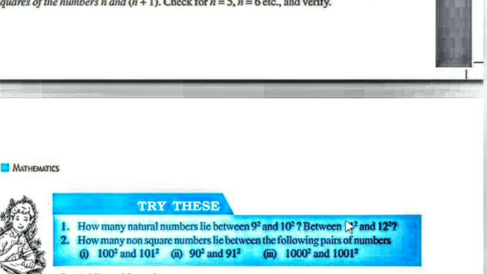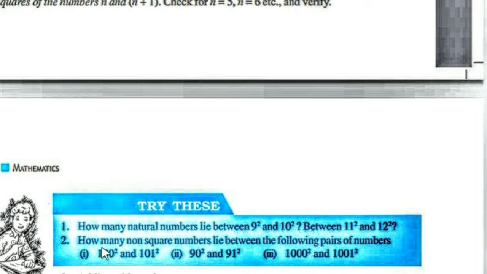Here n is 11. This is n, 12 means n plus 1, 11 plus 1. So n is 11. So you will multiply 2 with n. So 2 multiplied by n means 2 multiplied by 11 equal to 22. So there are 22 numbers.